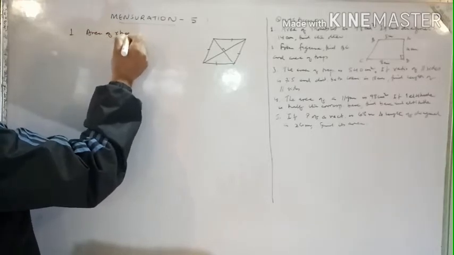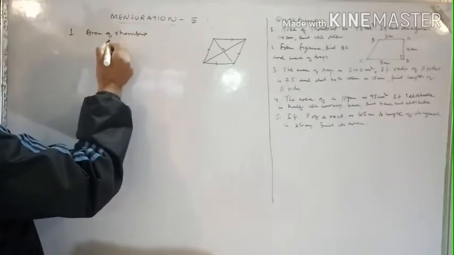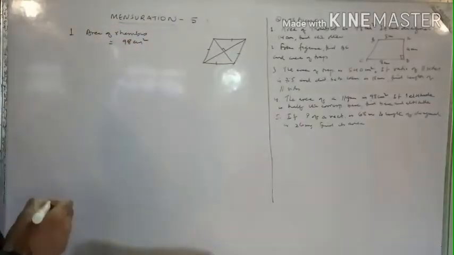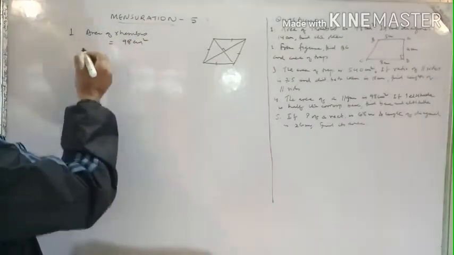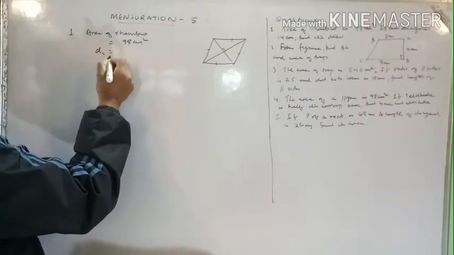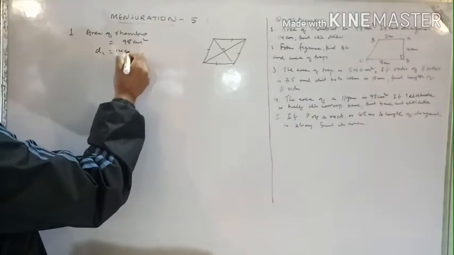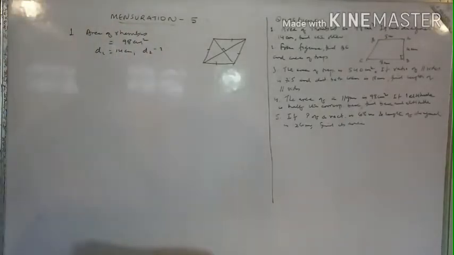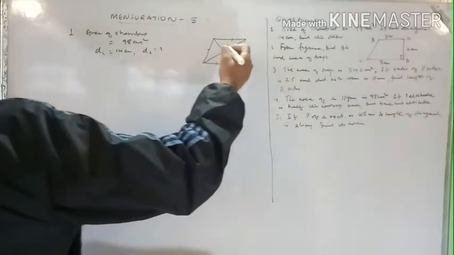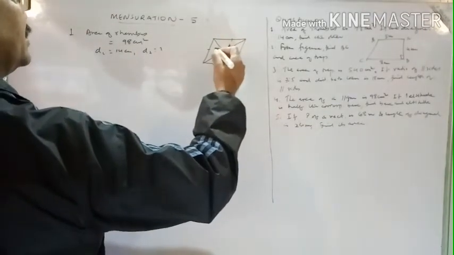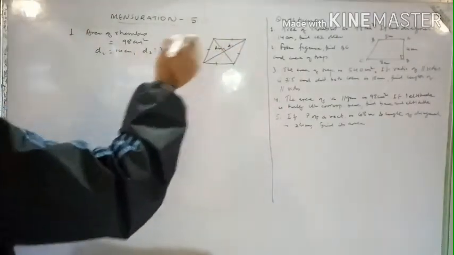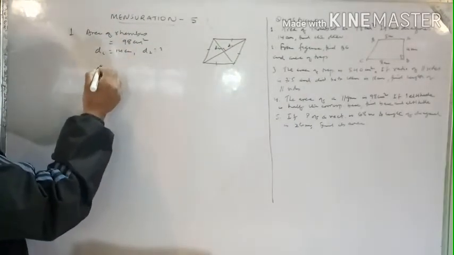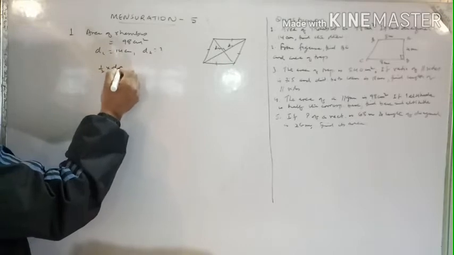Area of rhombus is equal to 98 centimeter square. If one diagonal, we can take D1 is equal to 14 centimeter, find the other, means D2 is equal to question mark. So this is D1 and this is D2. The area is 98. Since area is given, we can write the formula half into D1 into D2.